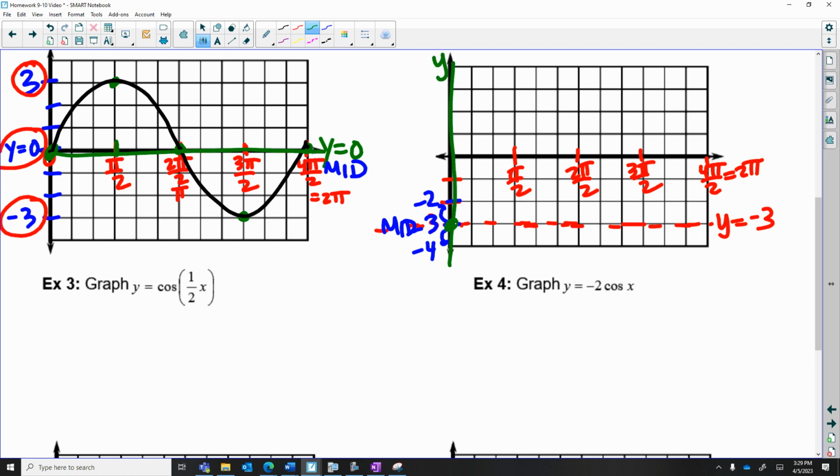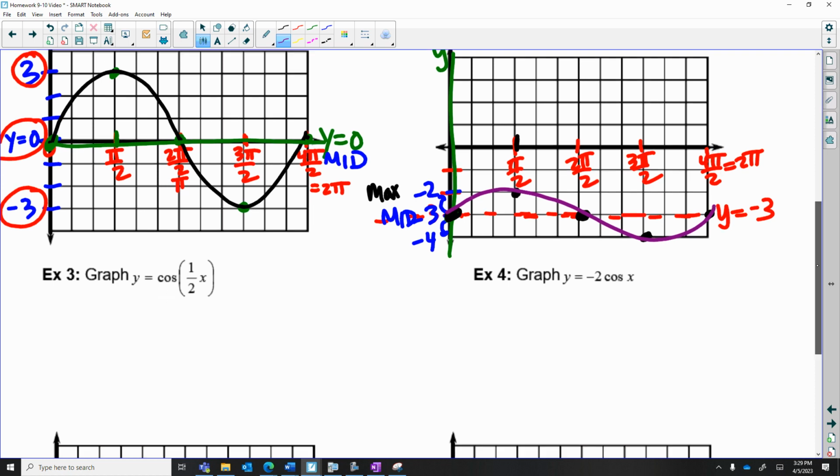Start here at your midline. Now you're going to go up to your maximum. So your maximum is negative 2. So just hit that maximum at negative 2 at the first notch. Then go back to your midline, back to your minimum, and back to your midline. So basically this is a sine curve. It does go up to the maximum first. Nice smooth fashion. But notice it's been shifted down to y equals negative 3, and the amplitude is 1.